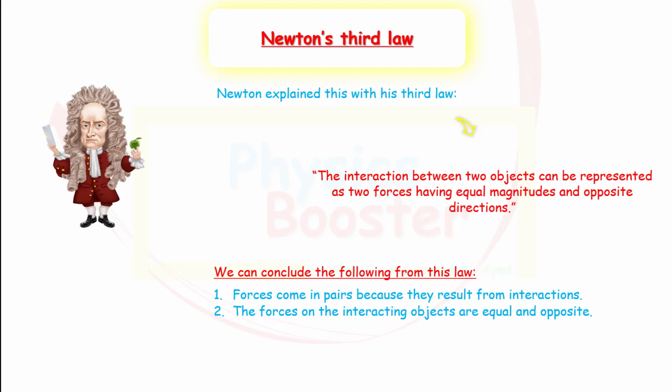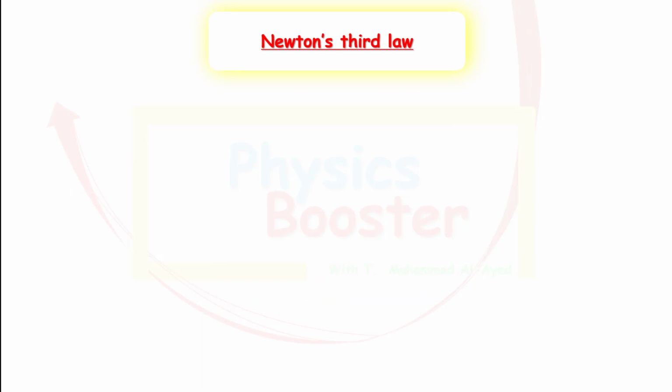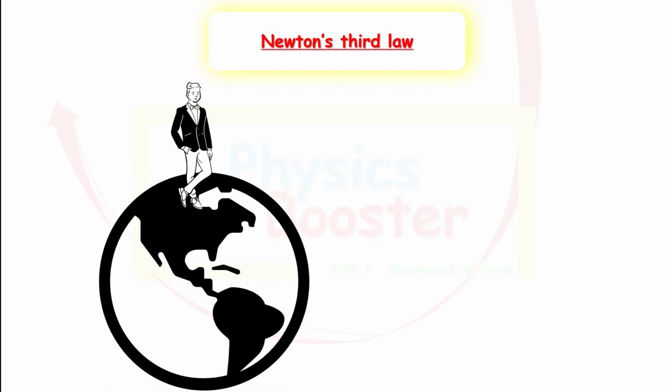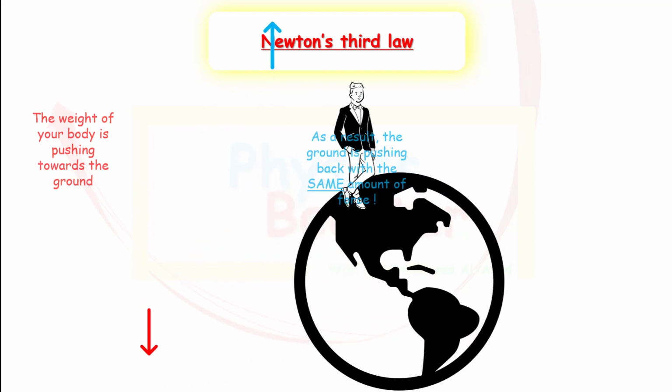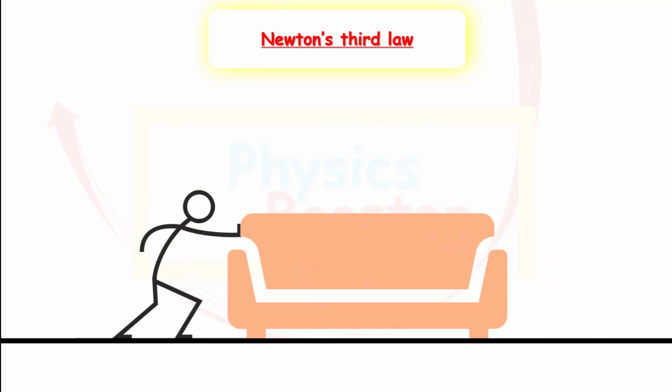Let's try to understand this in more detail. For example, when you are standing on the ground, you are applying a force on the ground called weight. And we will be talking about weight in detail later, okay? So since the weight of your body is pushing towards the ground, as a result, the ground is pushing back with the same amount of force. It's very important to keep in mind that it's the same amount of force, but it's pushing in the other direction.